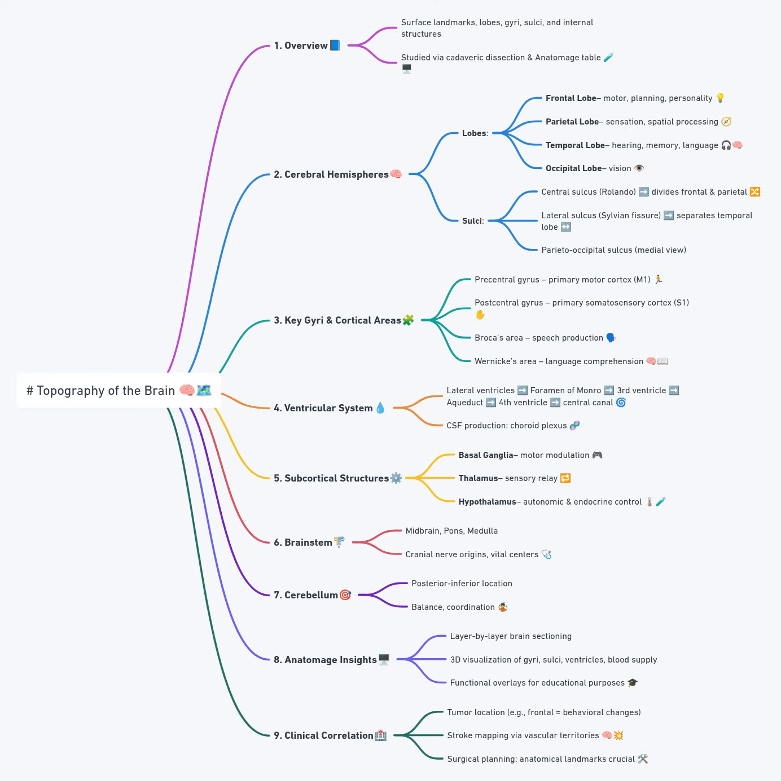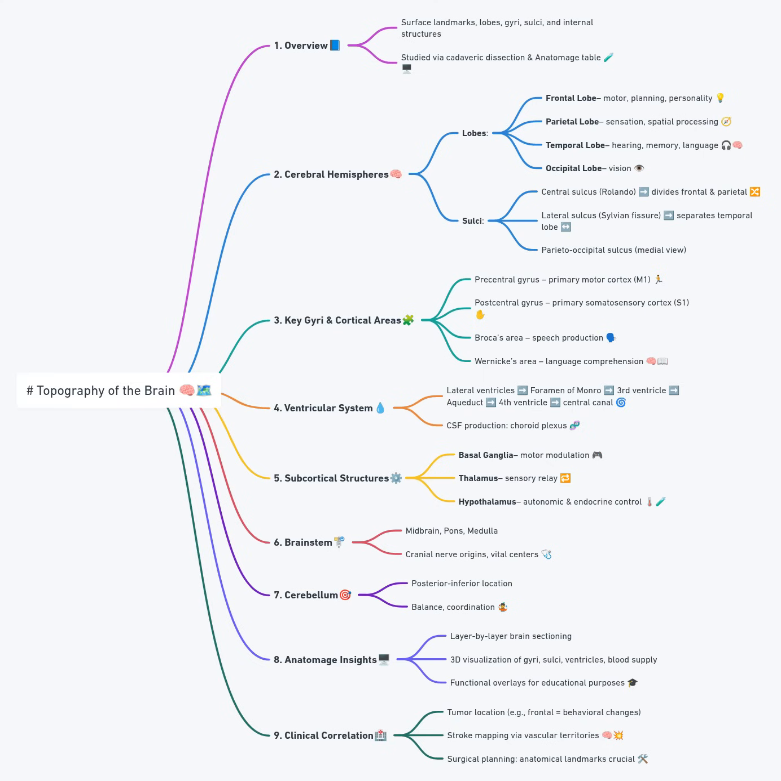Finally, look at deep structures via a mid-sagittal dissection on the Anatomage. Expose the caudate nucleus hugging the lateral ventricle, the putamen and globus pallidus forming the lentiform nucleus, and the internal capsule's descending fibers. Move deeper to reveal the thalamus and the brainstem connection, the midbrain, pons, and medulla.